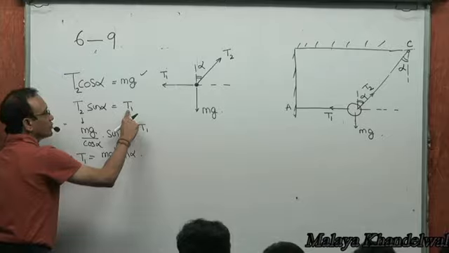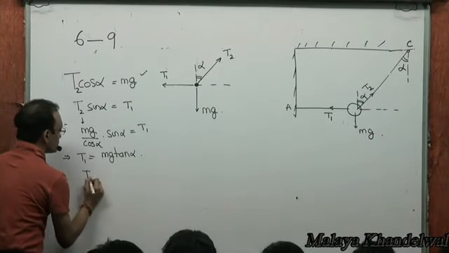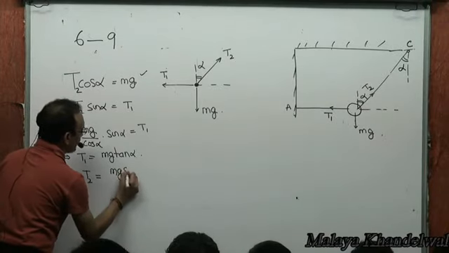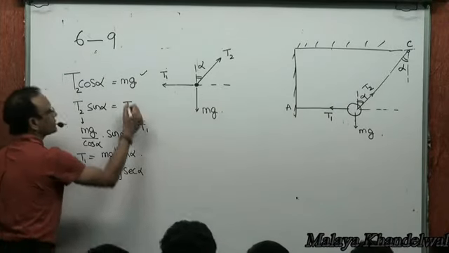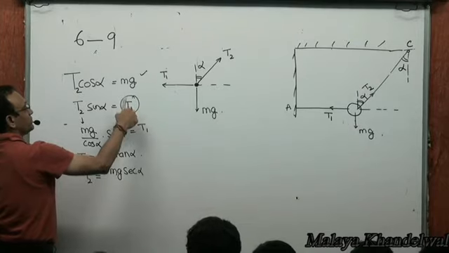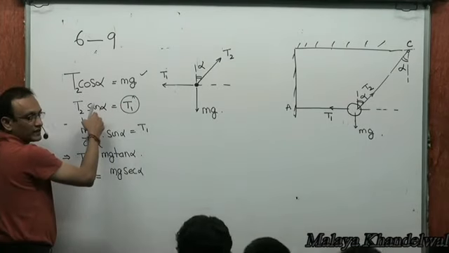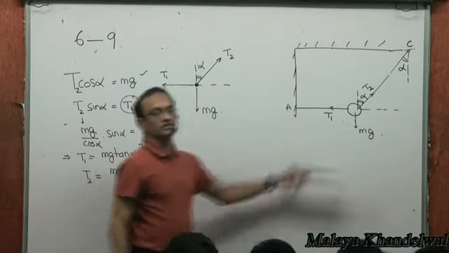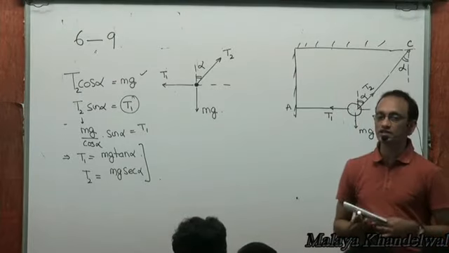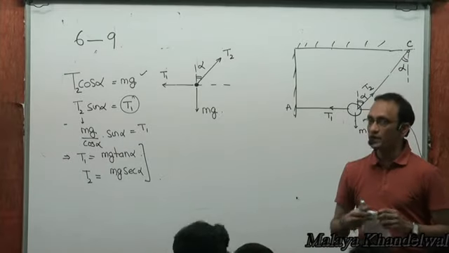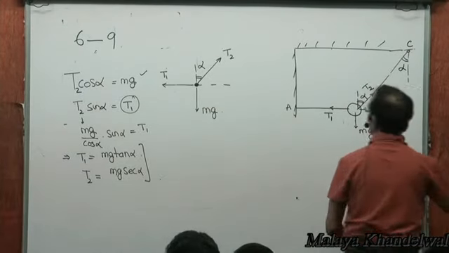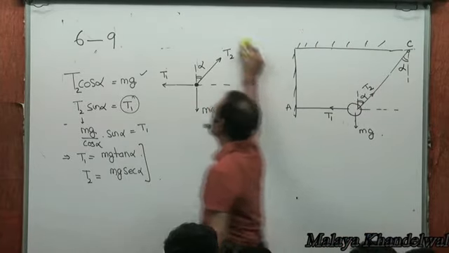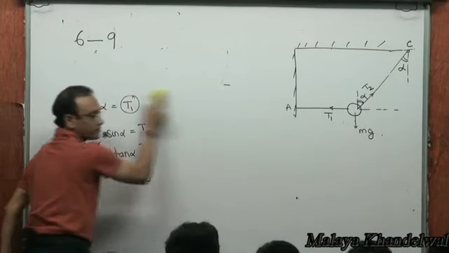Plugging T1 equal to mg tan alpha, I get T2 equal to mg sec alpha, isn't it? Sin alpha will get cancelled. T2 would be mg sec alpha. Yes or no? In this state, these are the tensions in the two strings connected to the mass M, producing equilibrium in the mass, right? Now, can I wipe this off? I expected all of you to get this right.